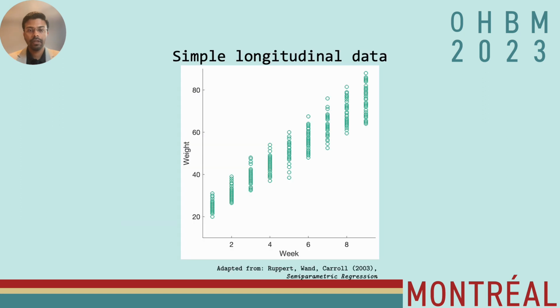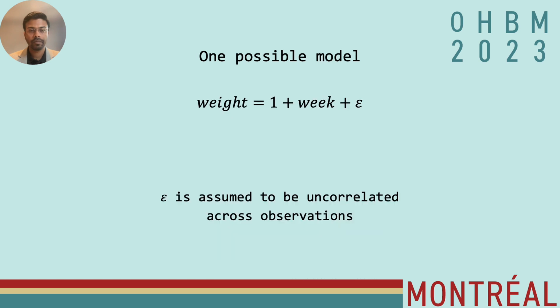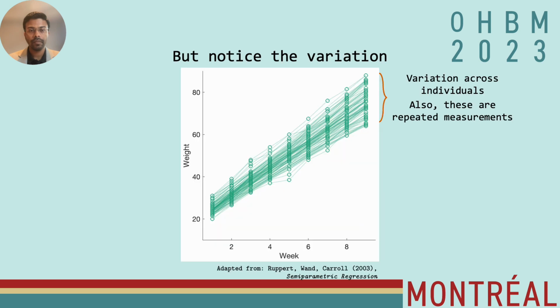Let's consider the simple example of time and a particular y variable, in this particular case weight. This is how the data looks when we account for the fact that these are longitudinal data points. So a simple linear model would be that weight is a function of the intercept and the time, or week in this particular case. However, this model assumes that the error term epsilon is uncorrelated across observations. Additionally, notice the fact that there is substantial variation across these individuals, so it might not be a good idea to fit a simple single intercept model. Also, the fact that these are repeated observations needs to be accounted for.